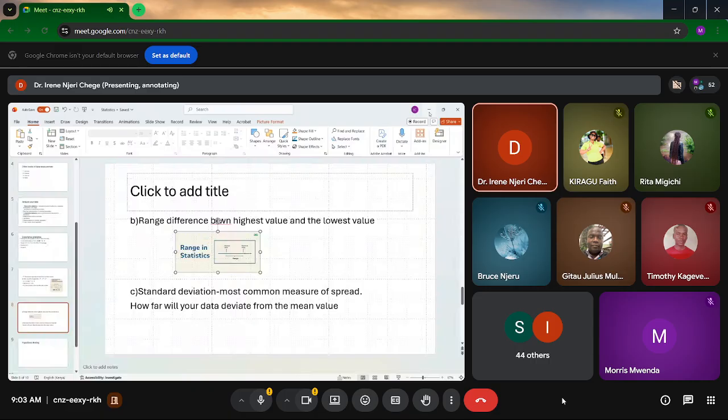Now, shape of data. What is this shape of data? It describes the type of graph. It's just the type of graph. So you present your data. Remember we said statistics is also how you present your data. Why is the shape important? Because you can make a decision about the probability of data. And the shape can either be symmetrical.